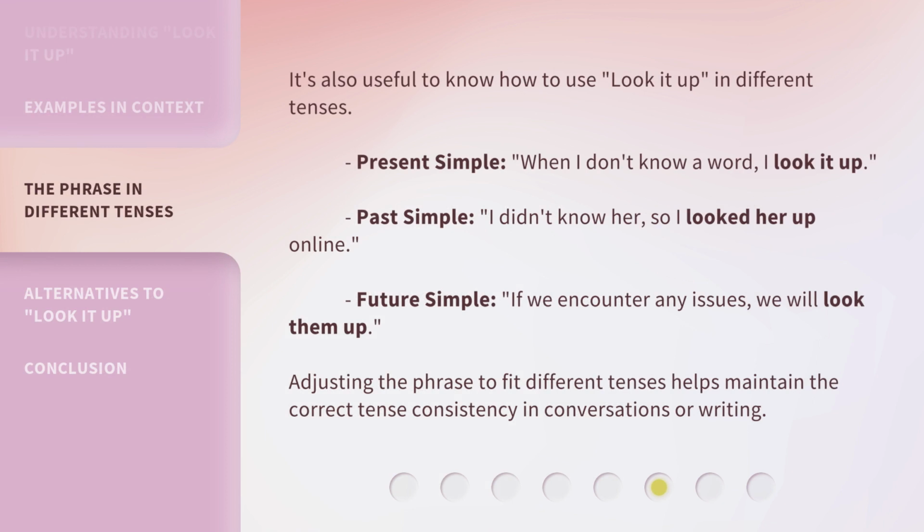It's also useful to know how to use look it up in different tenses. Present simple: when I don't know a word, I look it up. Past simple: I didn't know her, so I looked her up online. Future simple: if we encounter any issues, we will look them up. Adjusting the phrase to fit different tenses helps maintain the correct tense consistency in conversations or writing.